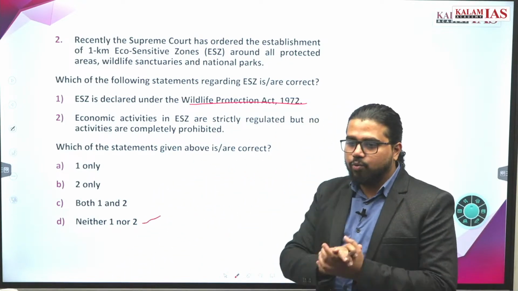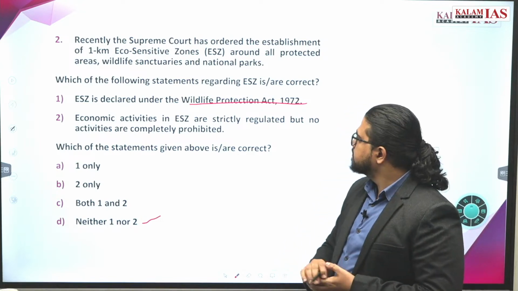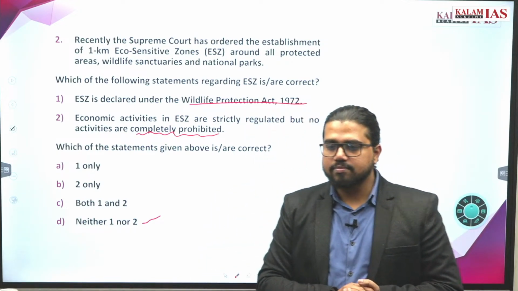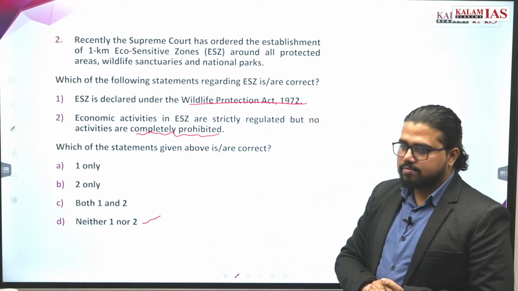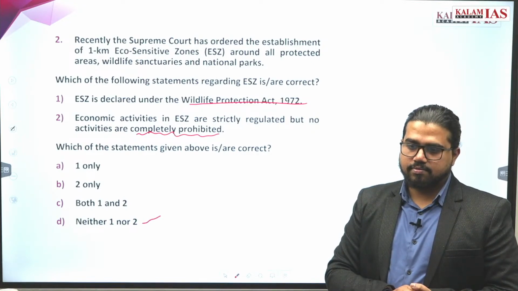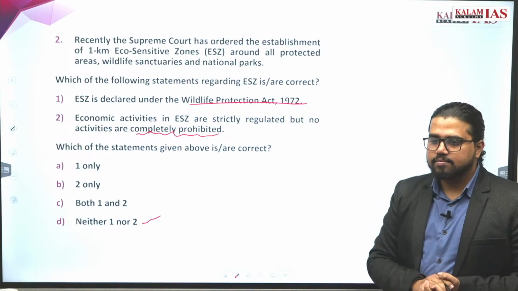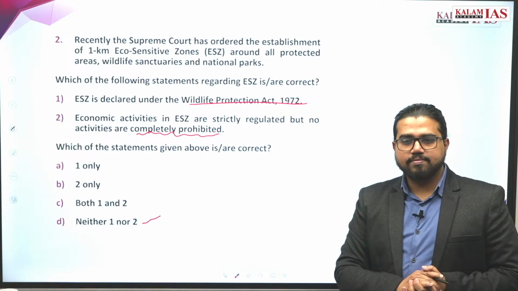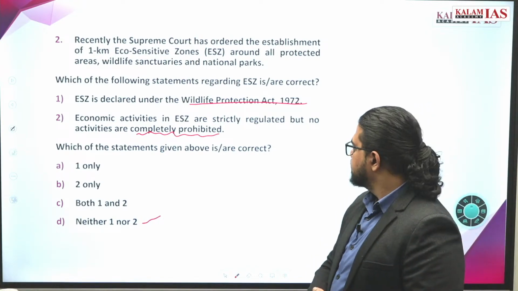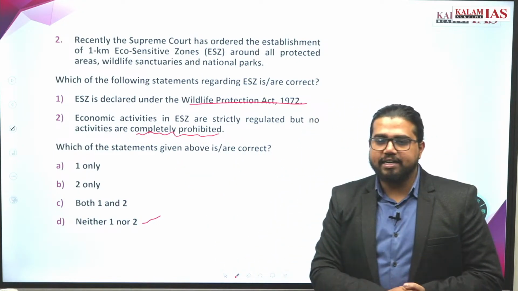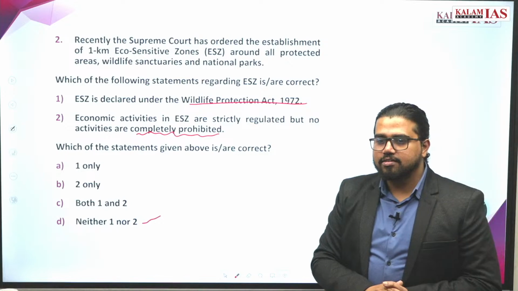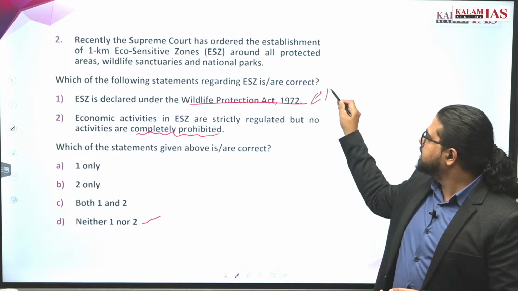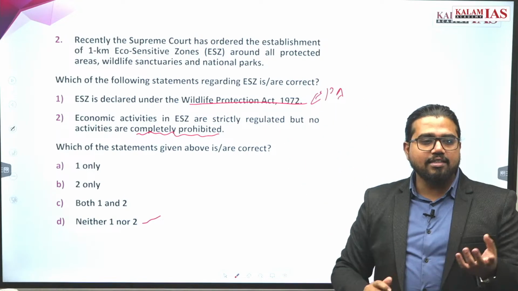You have marked D. Why? Completely prohibited area. No one can enter in that zone. And that Wildlife Protection Act of 1972, I don't remember the exact figure, but it is not 1972. Okay. Any other suggestion? Mining and quarrying are completely prohibited. So the second statement is obviously wrong. First statement? You think that under the Environment Protection Act we have this eco-sensitive zone. Any other suggestion?